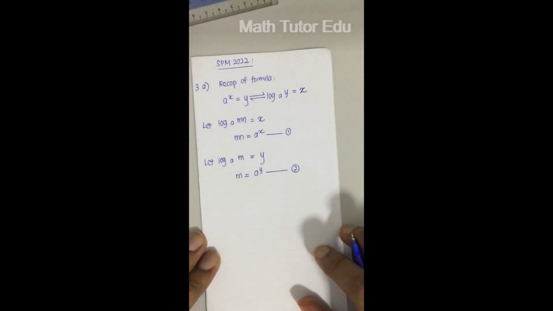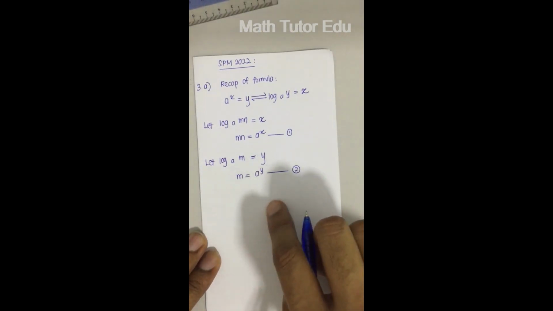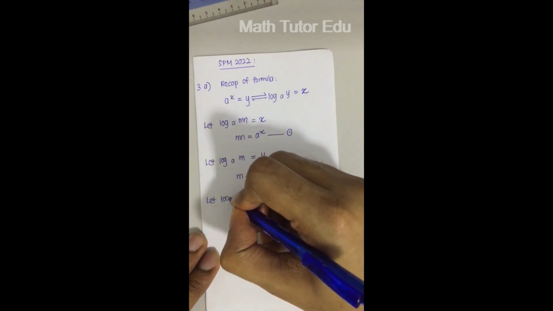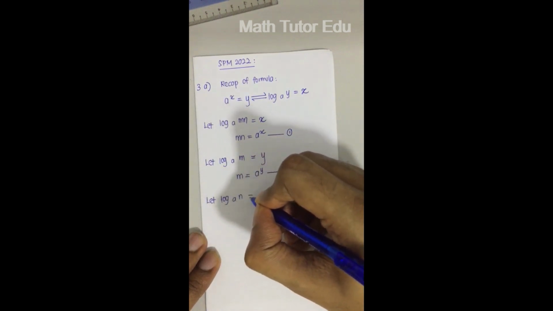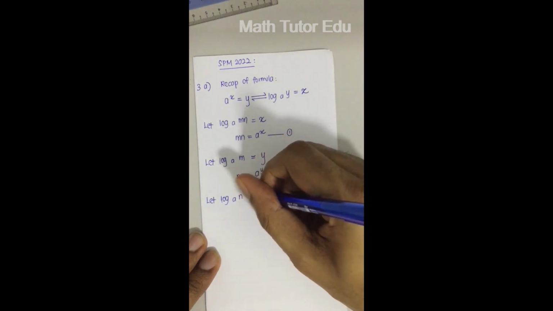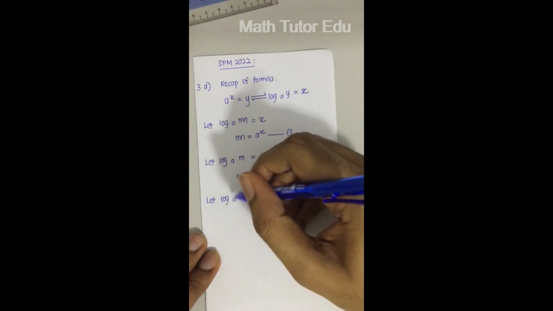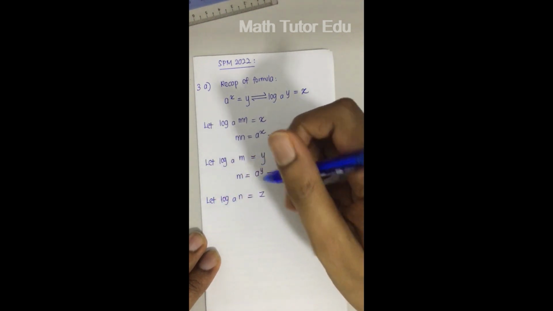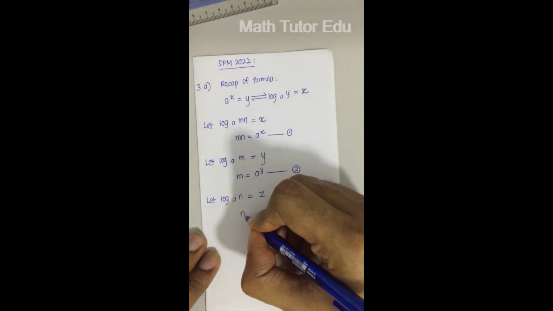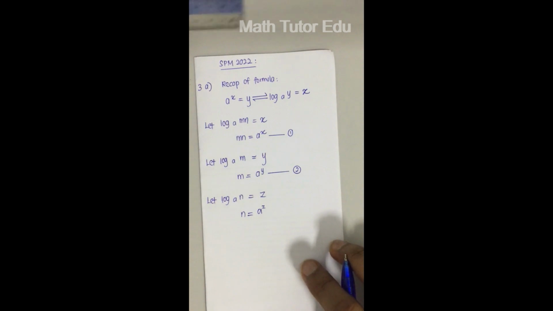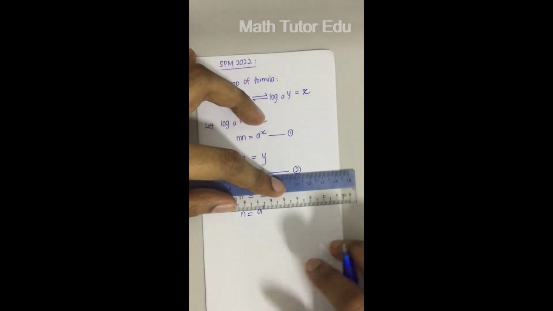We still have log a n. We work it in the same way. Let log a n equal a variable z, for instance. Similarly, when we move log a to the right hand side, it becomes index a. So n is equal to a to the power of z. This is our third equation.